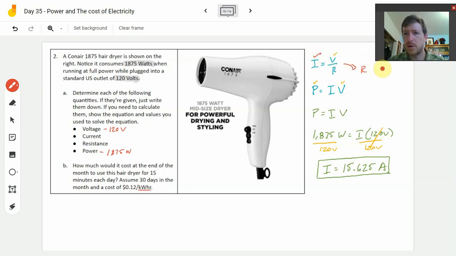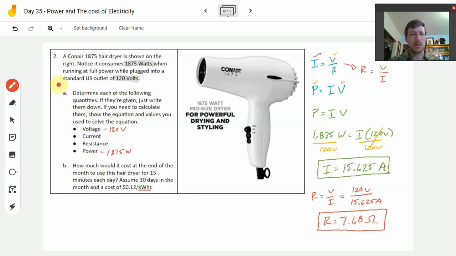resistance. Once again, if we rearrange that for resistance, resistance is voltage divided by current. So resistance here is equal to the voltage divided by the current. The voltage is 120 volts in this case, and the current we found is 15.625 amps. So the resistance for this one is 7.68 ohms. There we go. So that's solving for part A there.